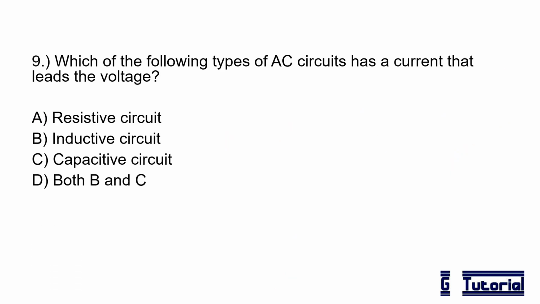Next question. Which of the following types of AC circuit has a current that leads the voltage? The answer is capacitive circuit. In a capacitive circuit, voltage lags the current. We studied it like that, so the reverse is that current leads the voltage. That is, current is leading. In a capacitive circuit, current is leading or voltage is lagging.